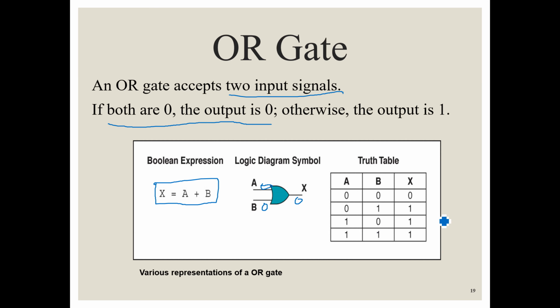An OR gate will have two input signals, a minimum of two input signals. It can be more than two input signals for these other gates like AND, OR, and different kinds of gates. Minimum should be two input signals. So except this case, all the other outputs will be 1. So this is the functionality of an OR gate.